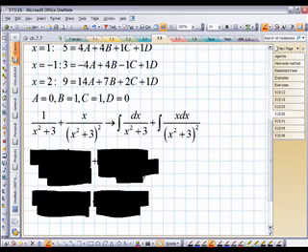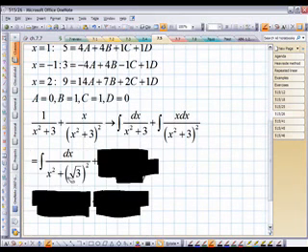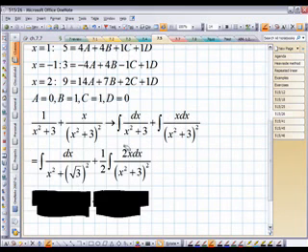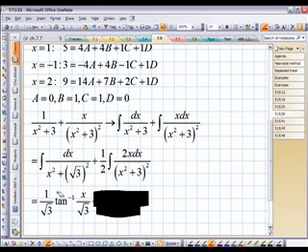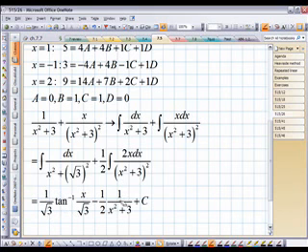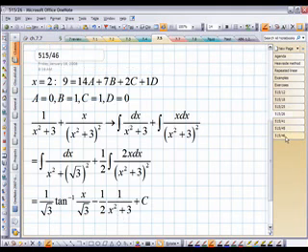And so the left one here, I can rewrite in this fashion. The right one, use a u substitution, if u is x squared plus 3. So the left one becomes an inverse tan, and the right one, if u is x squared plus 3, it's power rule.